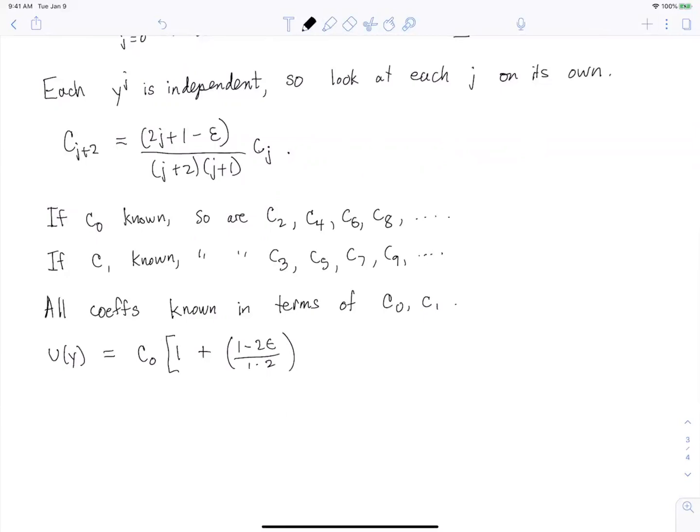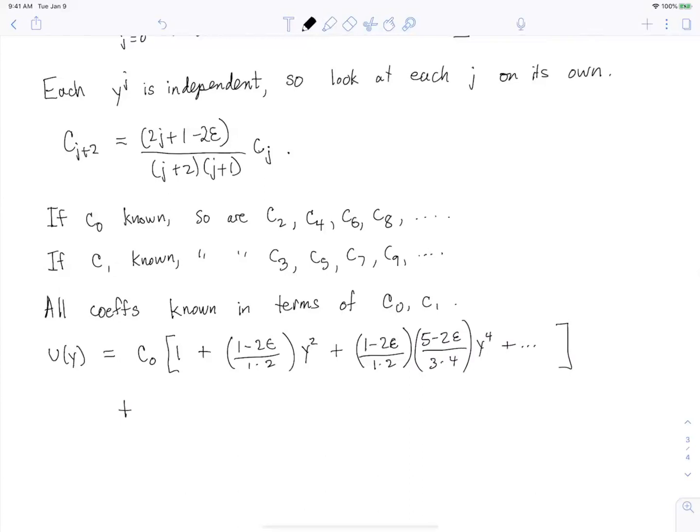And I see that I dropped a factor of 2 right here. That should have been there. Okay, times y squared. And then there's the y to the 4th term, which is like C4, which is going to be 1 minus 2 curly e over 1 times 2 times 5 minus 2 curly e over 3 times 4. That's times y squared, or y to the 4th. And then we can keep going. We'll get a y to the 6th term, a y to the 8th term, etc.